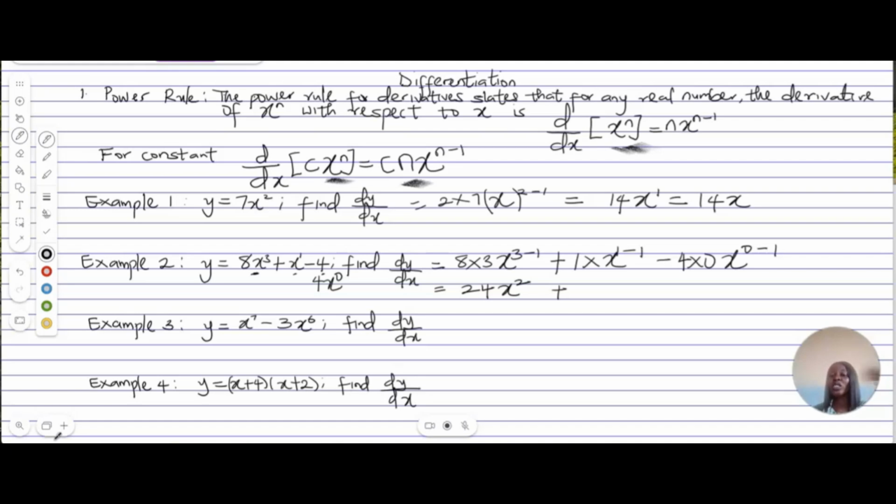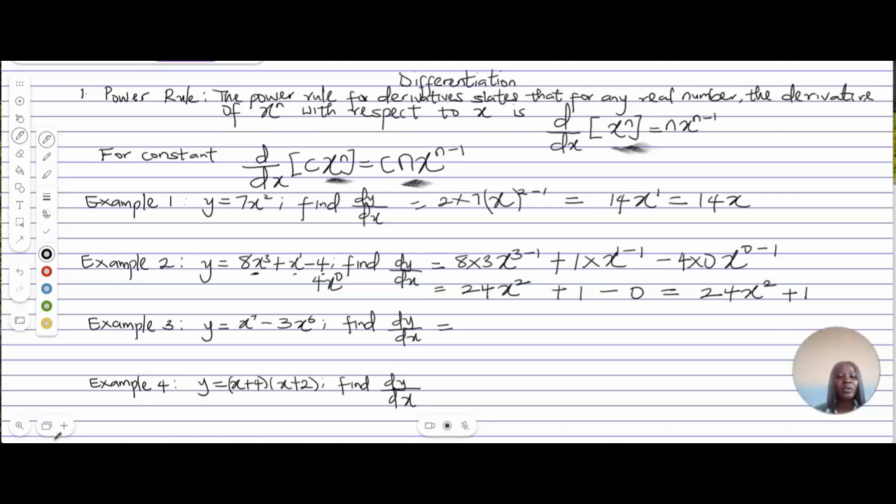And anything raised to the power of 0 is simply 1. So 1 times 1 is what? Just 1 minus 4 times 0 is 0. 0 multiplied by the whole of this, x to the power of negative 1, will still be 0. So the derivative of a constant is 0. So our final answer here is just what? 24x to the power of 2 plus 1, and we are done. That's it. Now let's look at the next example. I hope that's well understood. Let's look at the next example here.